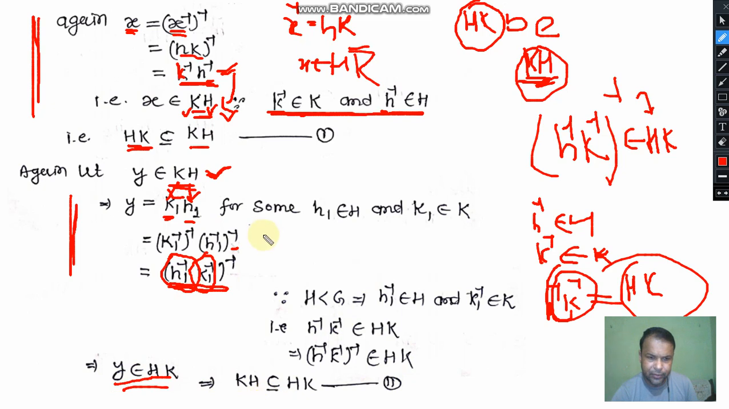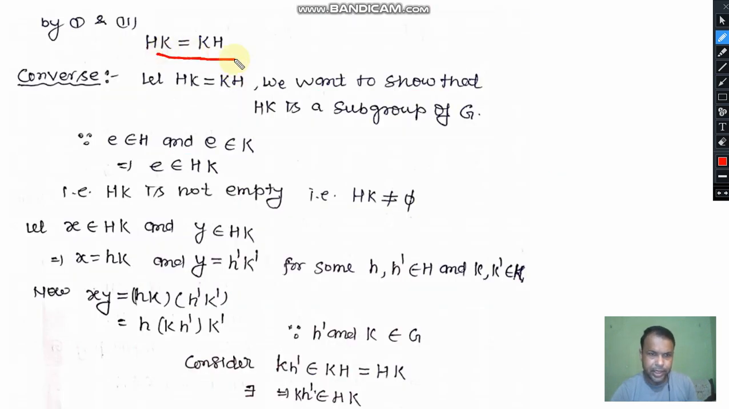So again we have proved that any element belonging to KH is shown in HK. So KH is also a subset of HK. So here we can say that HK and KH are equal by using the first and second equations. This is the required result.